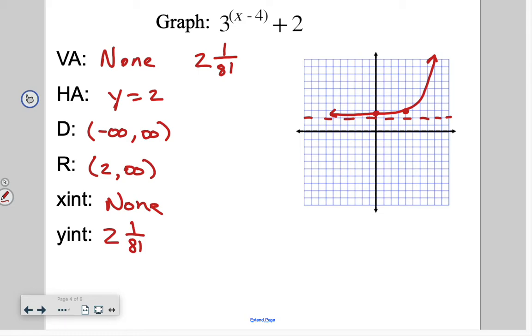But y-intercept, like I said, is when x equals 0. Plug in 0 and get an answer. That's where this came from. Okay? There's your exponential graphing right there. Just shifting it left, right, up, down, and then evaluating from there. Okay? Let's go to logarithmic.